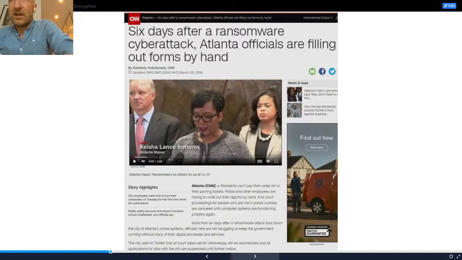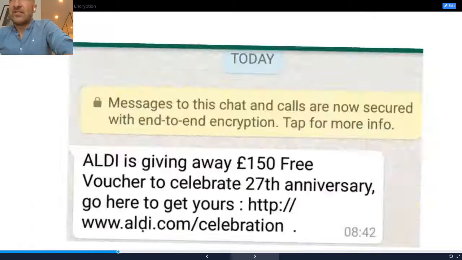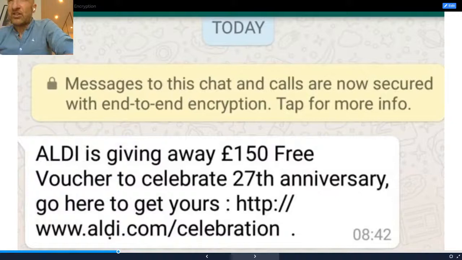Some attacks are harder to detect than others. Here we have one where, if you look under Aldi.com, which is a supermarket chain, you can see that the D is not really a D, and that link can redirect you to a hacker's URL, which they have obviously registered beforehand. So sometimes it can be hard to spot even what you think is a legitimate link.